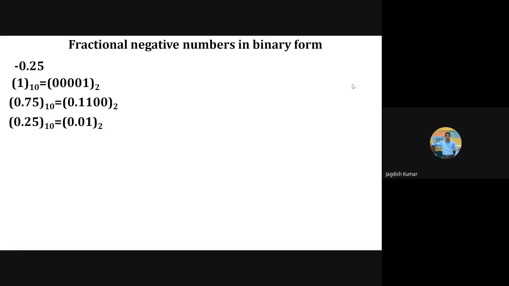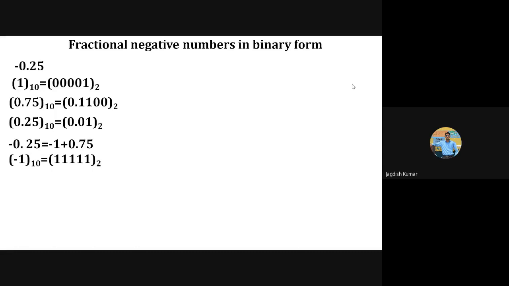Many of you have done it this way. This is just 0.25. Then some of you have done 1.01, but that is sign magnitude representation, not 2's complement representation. So 1.01 is the sign magnitude representation of it. I'm asking you to give me 2's complement representation. So how can we write down minus 0.25? It can be written this way.